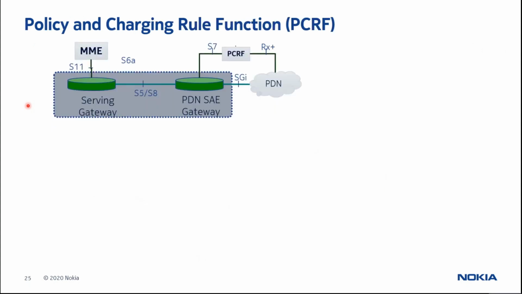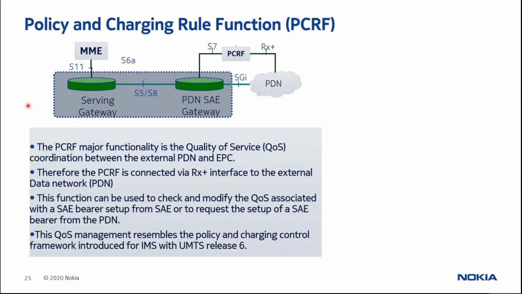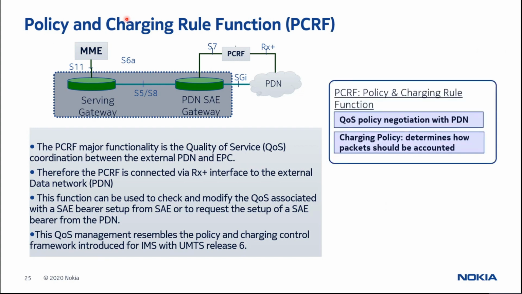Policy and charging rule function. As I said, one of the critical functionalities is to provide quality of service, and it also ensures that it resembles the policy and charging control framework introduced in IMS, and that's one of the reasons why it is still called the charging rule function. It frames the rules basically for charging the subscriber.